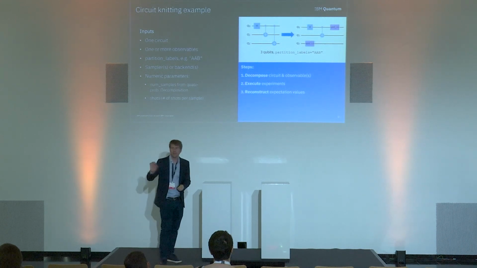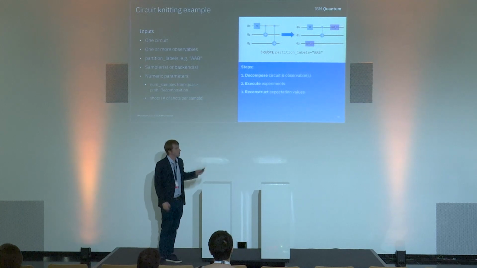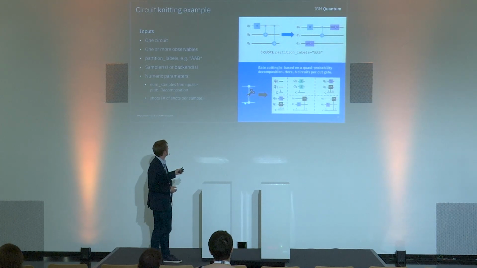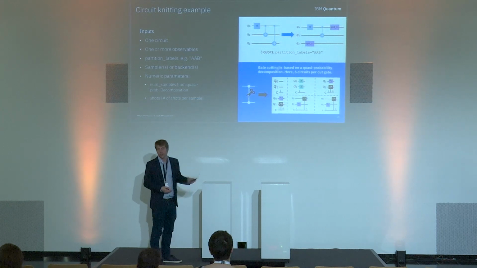And we will be replacing these local gates with the corresponding operations. I'll give a concrete example for the case of a controlled Z gate. So if I want to cut a controlled Z gate between 2 qubits, I will need to implement these 6 different quantum circuits. And then afterwards, I will stitch the results back together.